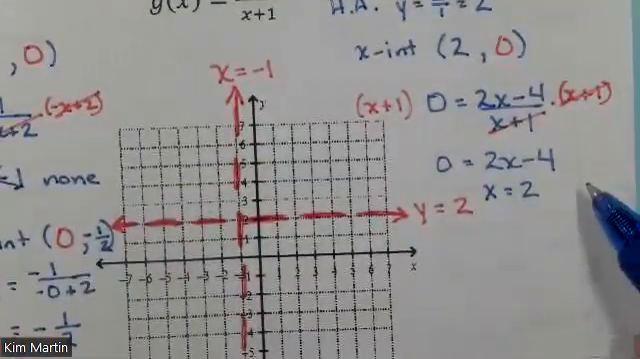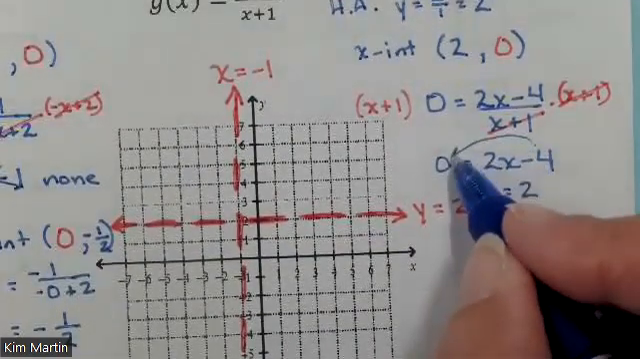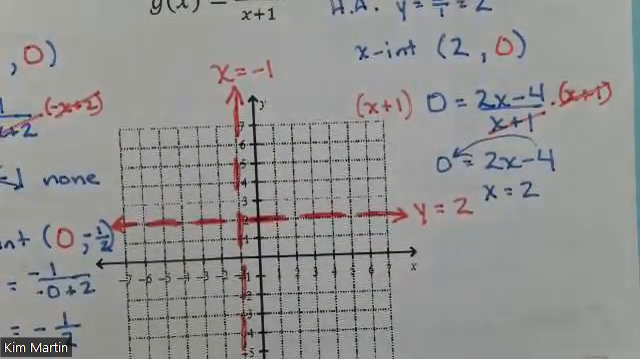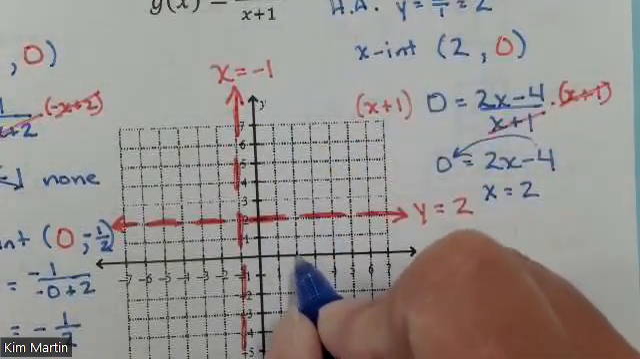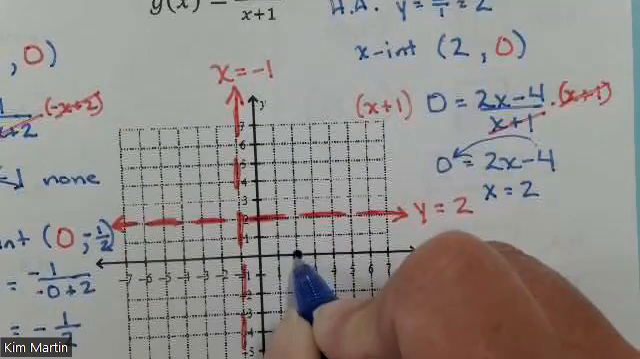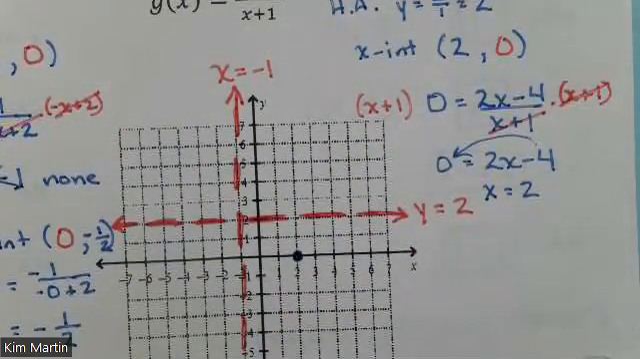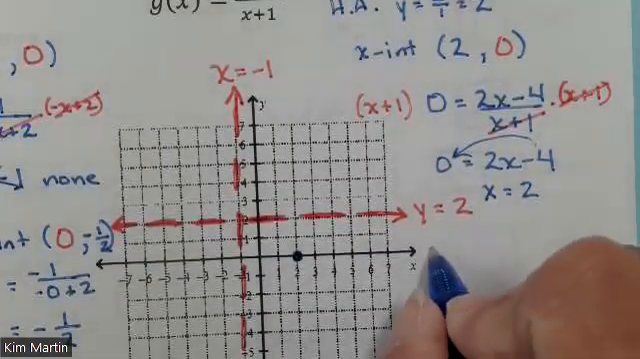Okay. How did I get 2? I added 4 to the other side and got a positive 4, then I divided by 2. So I have an x-intercept at 2, 0. That is right here. I already can tell you which way that's going to go, but don't do it yet because we need to find our y-intercept.